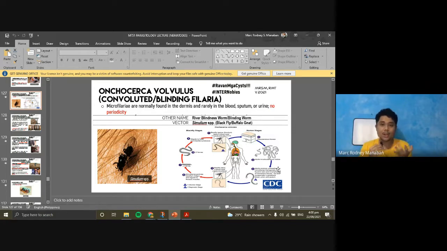Unlike your Wuchereria, Brugia, and Loa Loa, the adults of Wuchereria and Brugia can be found sa lymphatics, no? And for Loa Loa, iyahang adults ma-find sa subcutaneous tissue. But ilahang microfilariae or the larva that they produce, silang tulo, makit-an ilahang microfilariae in the blood. Okay? Now for Onchocerca volvulus, both the adults and microfilariae can be found in the skin or in the subcutaneous tissue. Please take note ha, subcutaneous tissue on both adults and microfilariae. So they are rarely found in your blood, sputum, or even urine and other mga samples.